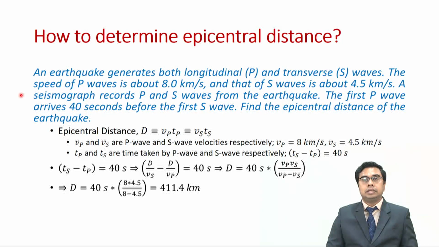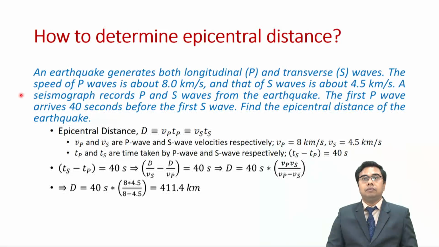The example problem says an earthquake generates both longitudinal and transverse waves. As we have seen earlier, the particle motion in P waves is in alternate compression and tension. So, it is very much similar to sound waves, and therefore, we can also call these waves longitudinal, while the particle motion in S waves is perpendicular to the direction of travel of S waves. Therefore, these waves are also called transverse waves.